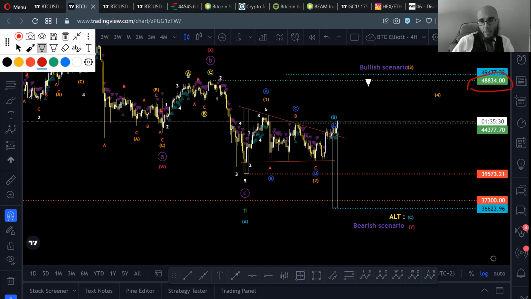And we could make that easily because I've put here a target for wave 3. I put a target of 49,477.32, and that's just an extension of wave 1, if I'm not mistaken. I can do it again with you to check.